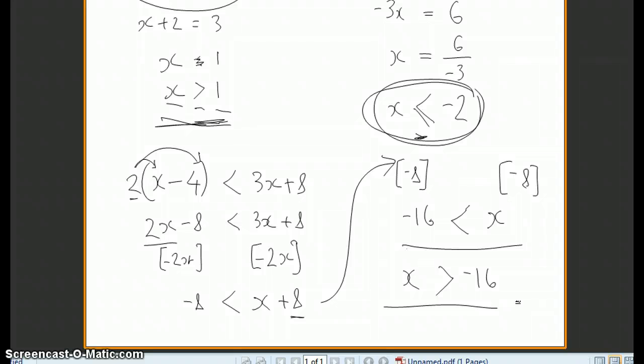Again, you can test it. I'll test it with positive 1, because it's an easy number to work with. Positive 1 is greater than negative 16, so it should work. Put a 1 in for x. 1 minus 4 is minus 3. Minus 3 times 2 is negative 6. 3 times 1 plus 8.